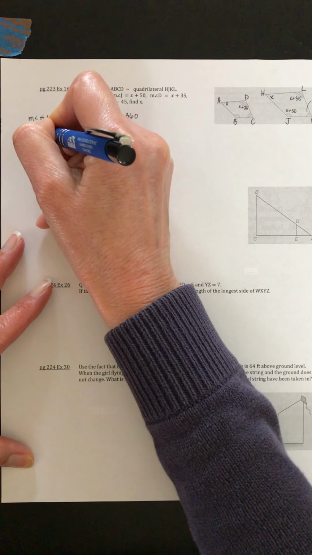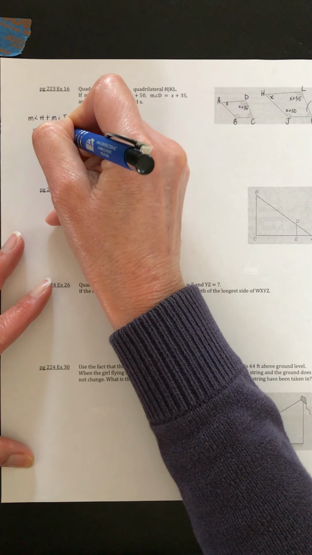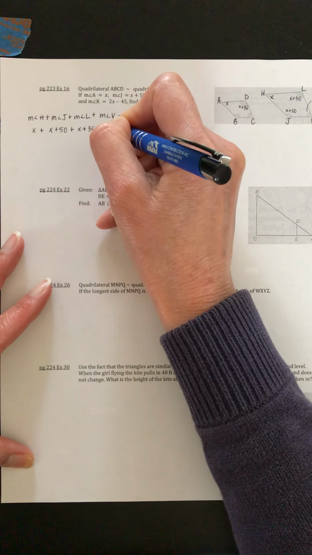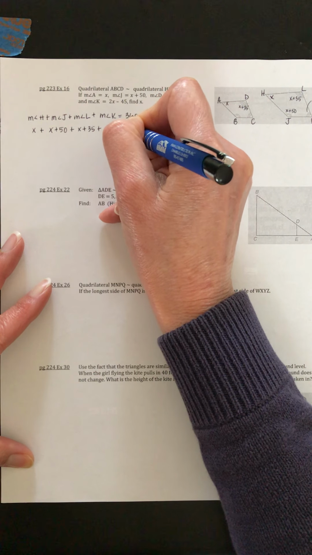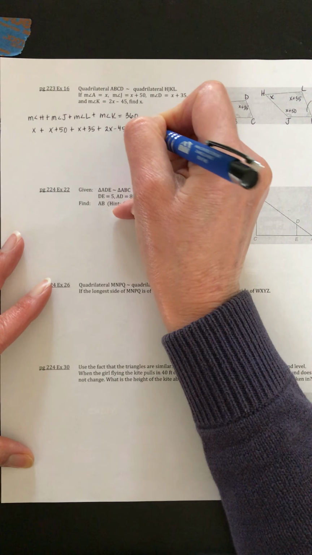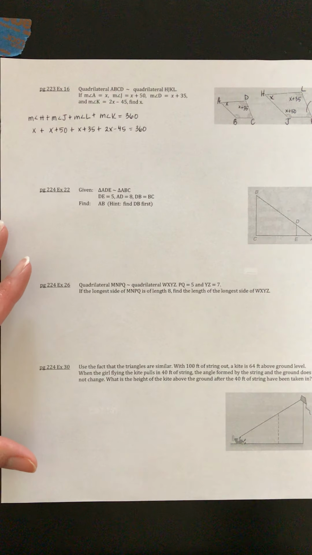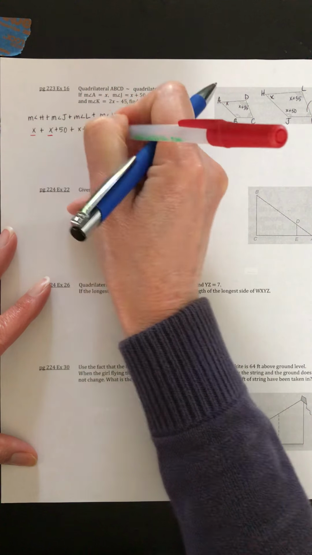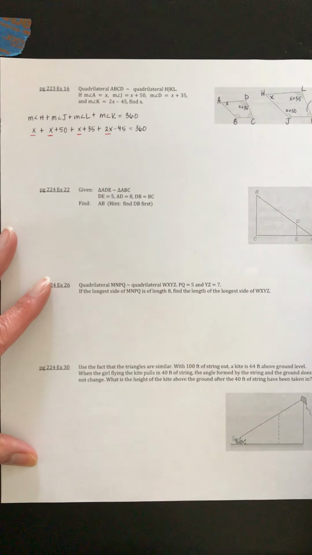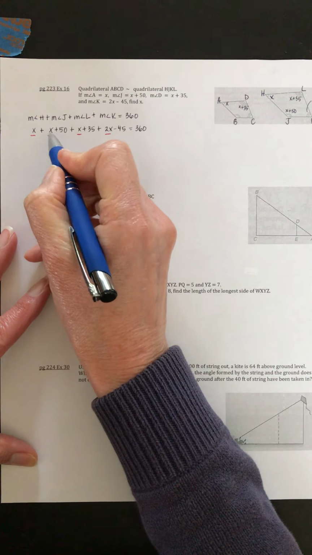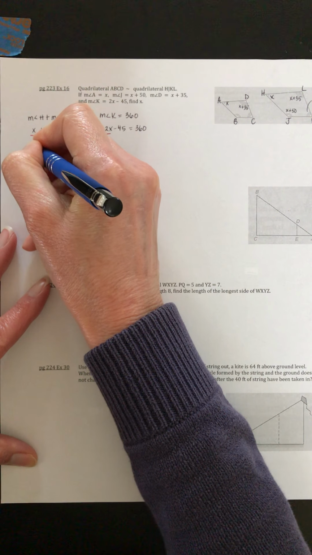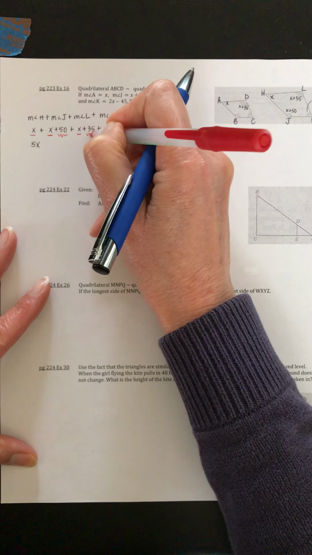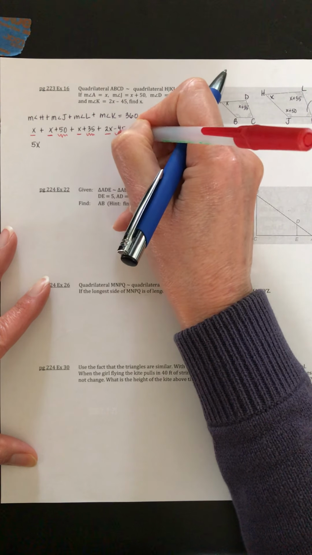We're going to say x plus 50 plus x plus 35 plus 2x minus 45 equals 360 degrees. Notice I left the degree sign off to make it a little easier. Okay, so we're going to go ahead and add up all like terms. x, x, x, and 2x. That's going to give us a total of 1, 2, 3, 4, 5. 5x.